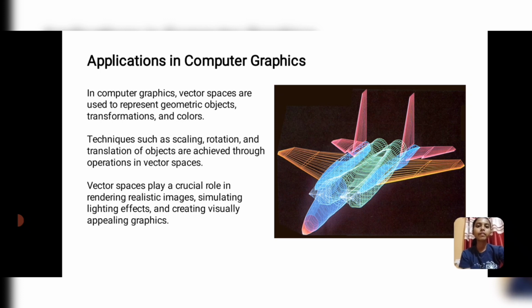Applications in computer graphics. In computer graphics, vector spaces are used to represent geometric objects, transformations, and colors. Techniques such as scaling, rotation, and translation of objects are achieved through operations in vector spaces. Vector spaces play a crucial role in rendering realistic images, simulating light effects, and creating visually appealing graphics.